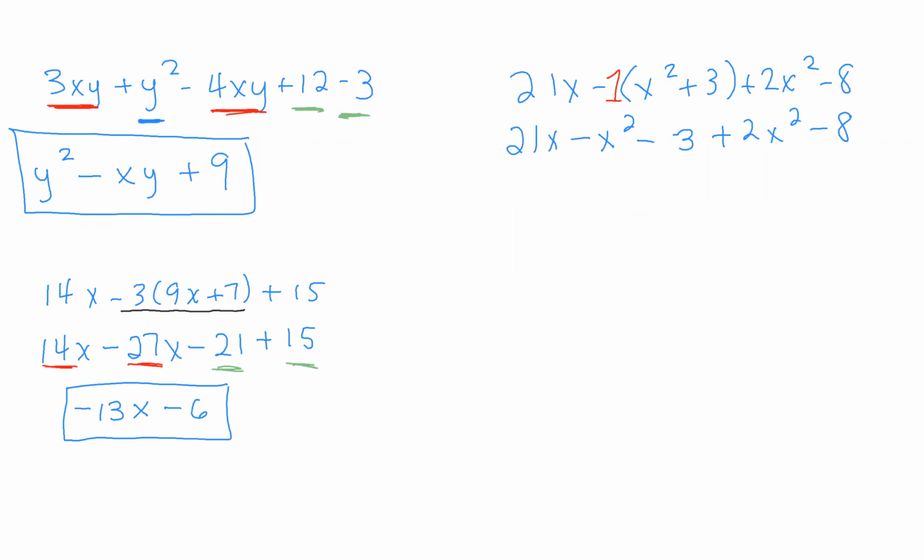So I have x squared terms. I'll underline those in blue. Those will get combined. I have a plain old x term, and then I have 2 constant terms.